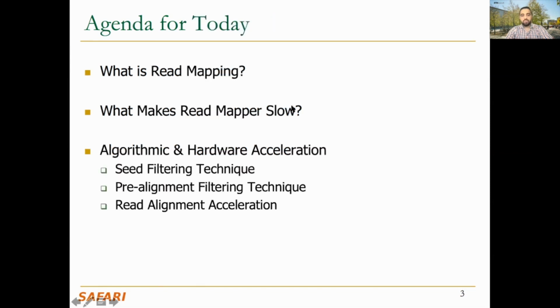And because of that, we have a step called read mapping, just because of that limitation of the sequencing machine. If we didn't have that limitation, we probably wouldn't have the read mapping step. For today, we'll explain what read mapping is, what makes a read mapper slow, and we will go through algorithmic and hardware acceleration techniques, probably not during this lecture, but during the next few lectures, 5 to 6 lectures only on this topic.